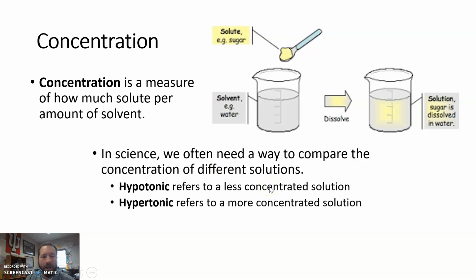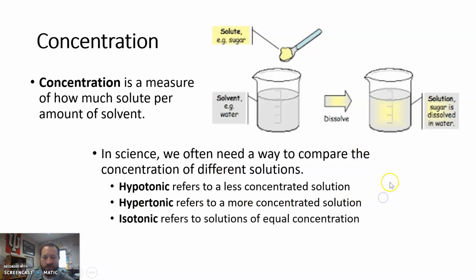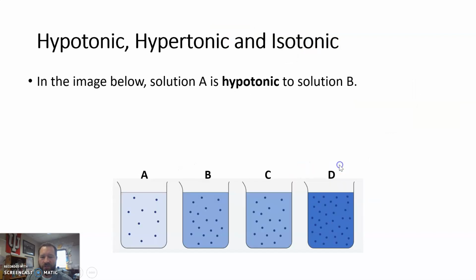We also have hypertonic, which refers to a more concentrated solution. Maybe you have a younger sibling at home who is always way too hyper, way too much energy, way over the top. So hypertonic is a more concentrated solution. And finally, isotonic refers to a solution or two solutions of equal concentration.